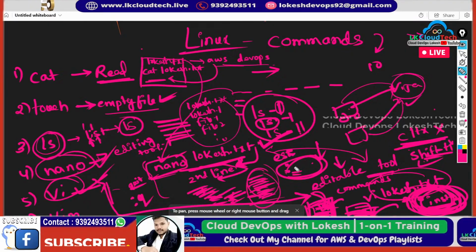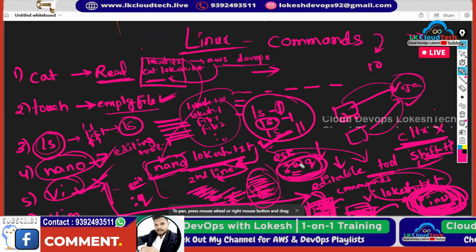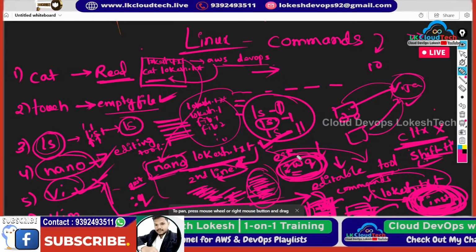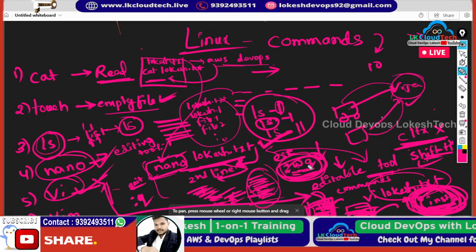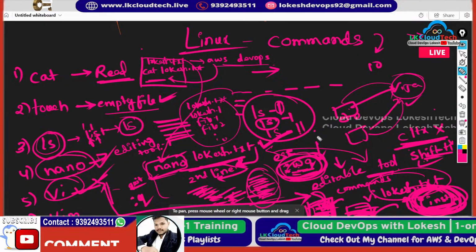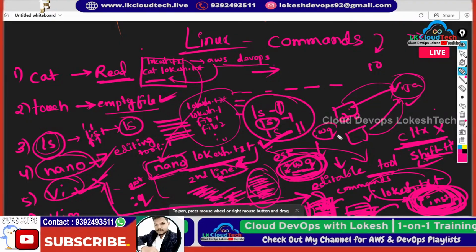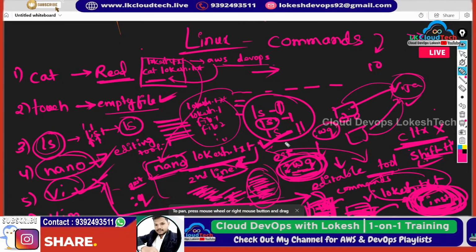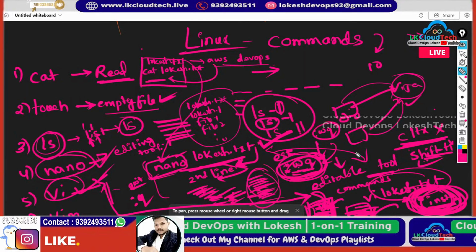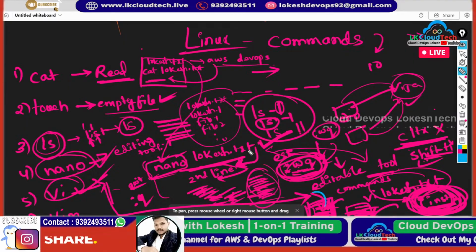After adding the content, if you want to save it, you need to use colon WQ. Before writing this, you need to press escape. After escape, you use colon WQ, and then it will save. Maybe you have entered some unnecessary or wrong content and you don't want to make any changes.